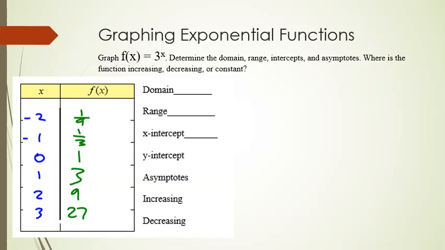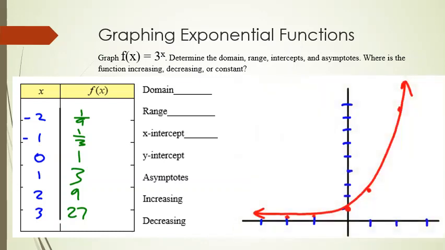And remember, anything to the 0 is 1. So with my input being 0, 3 to the 0 is equal to 1. When my x is 1, I would have 3 to the 1, which is just 3. When x is 2, I get 3 squared, which is 9. And when x is 3, I would get 3 to the 3rd power, which is 27. Now we're going to plot these points on a graph. And that's what our exponential function looks like.